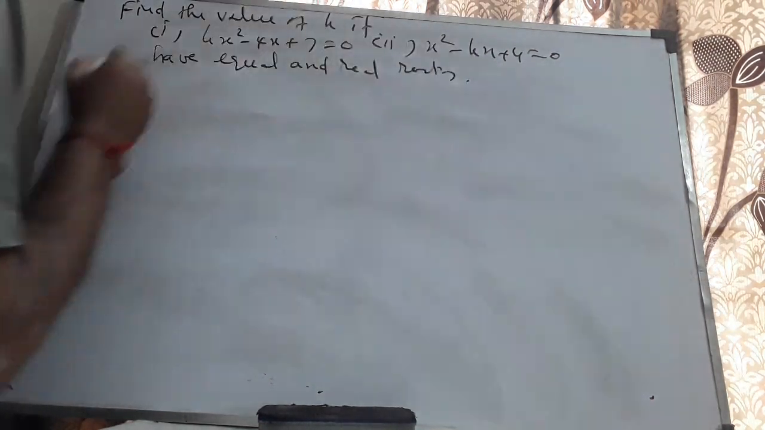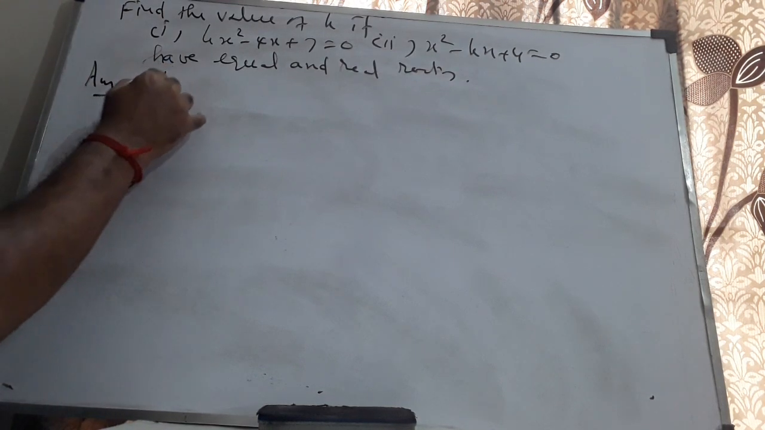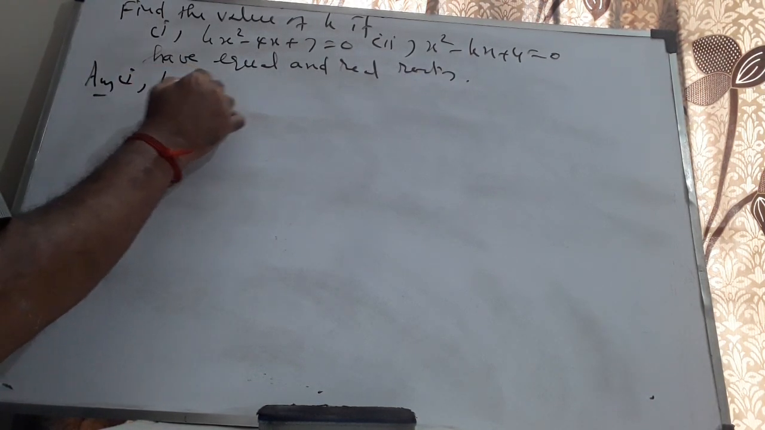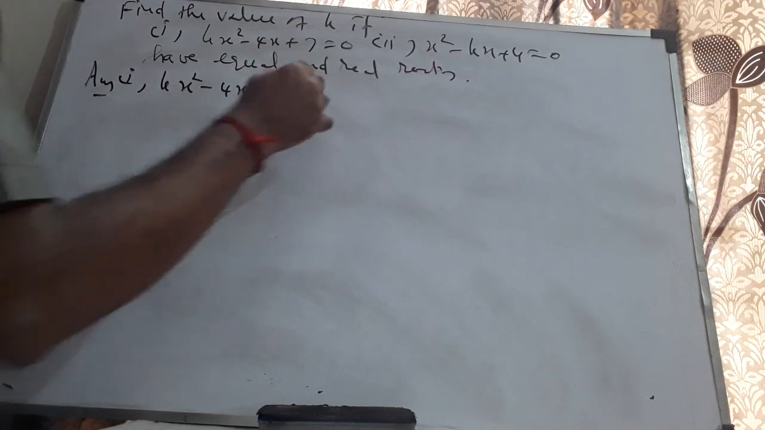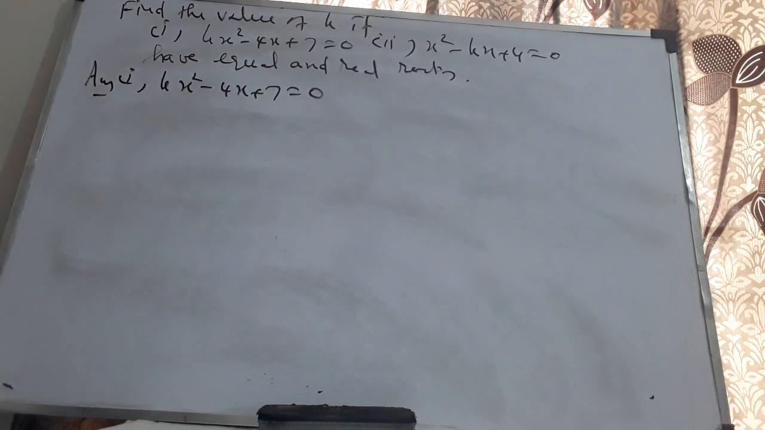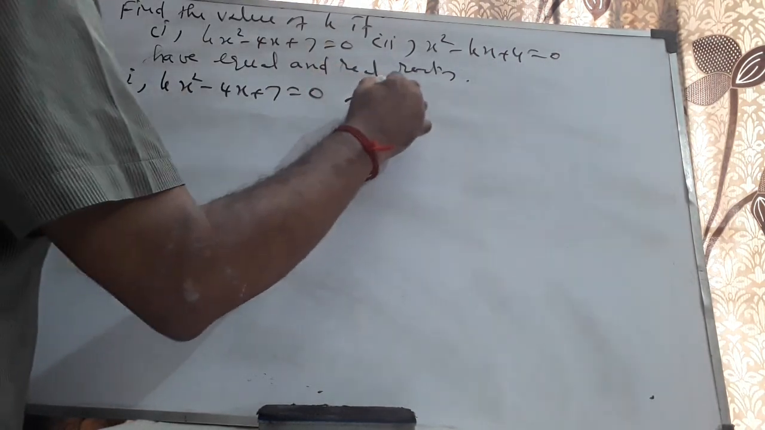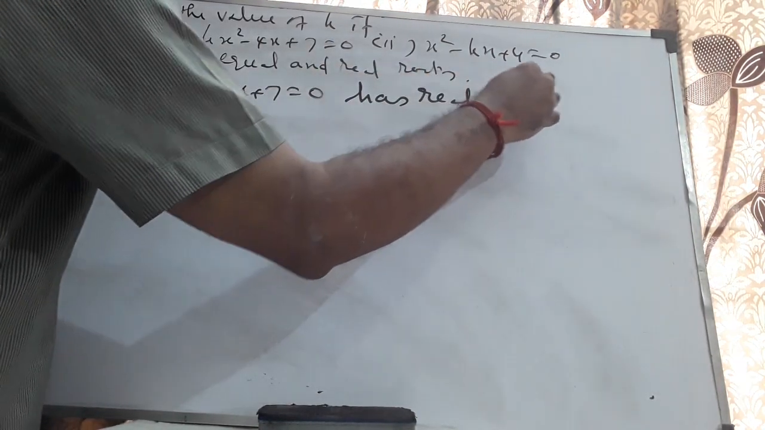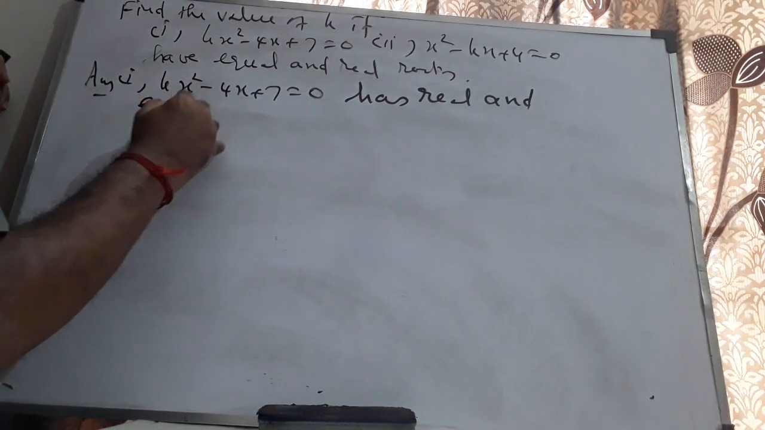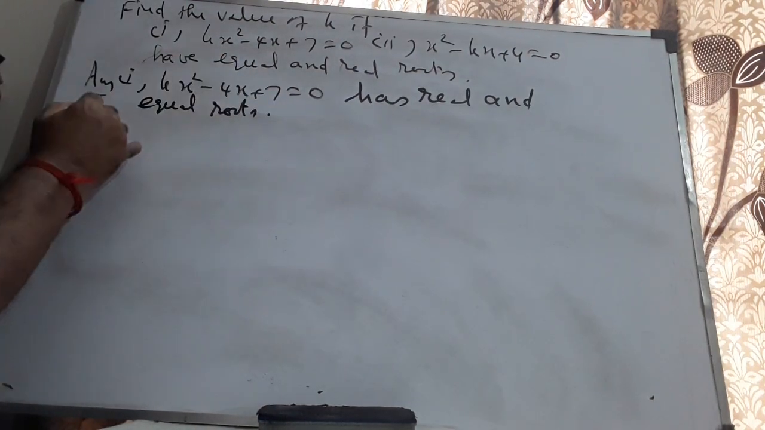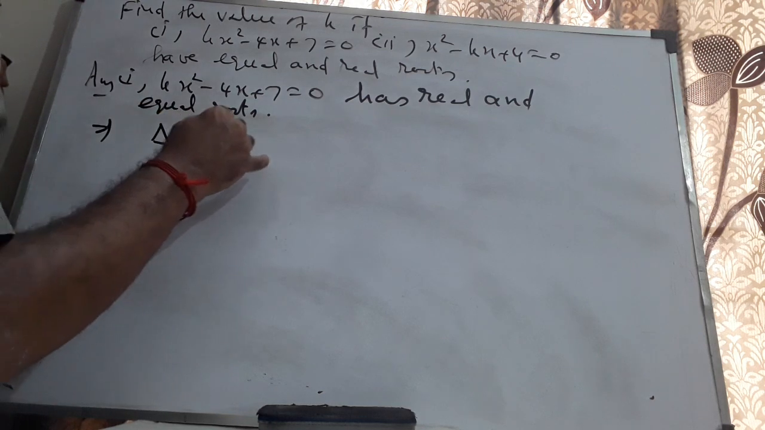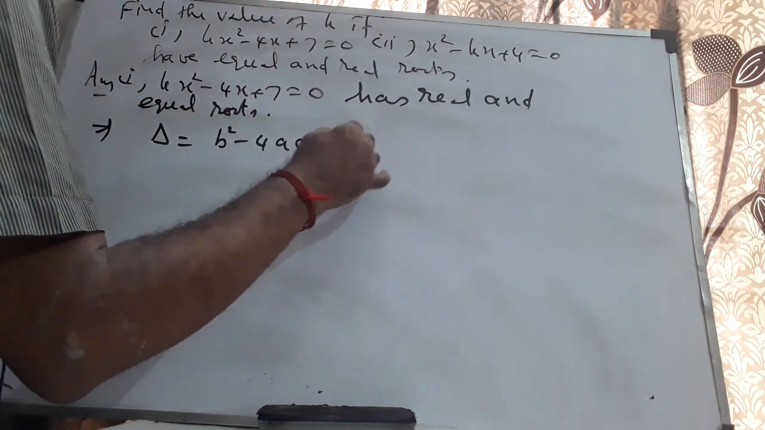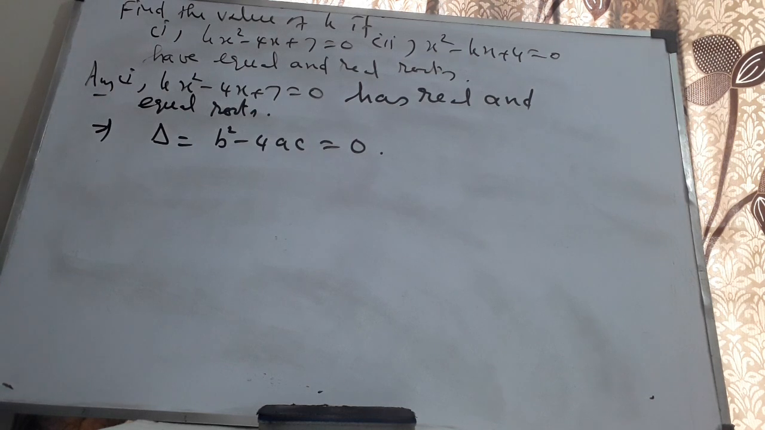Either way you can write. Answer: subdivision 1, kx square minus 4x plus 7 is equal to 0, has real and equal roots. Real and equal roots implies delta is equal to b square minus 4ac is equal to 0. The condition for equal roots is delta has to be 0.